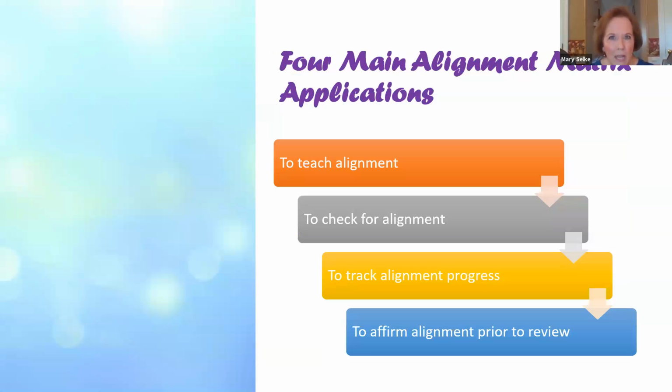There are 4 main applications for this alignment matrix. The first is to teach the concept of alignment or strengthen working knowledge of alignment if that is needed. The second is to check alignment of key components at any point really in the writing process. The third is to track work in progress as alignment components are developed and revised. And the fourth is to affirm alignment prior to major reviews.